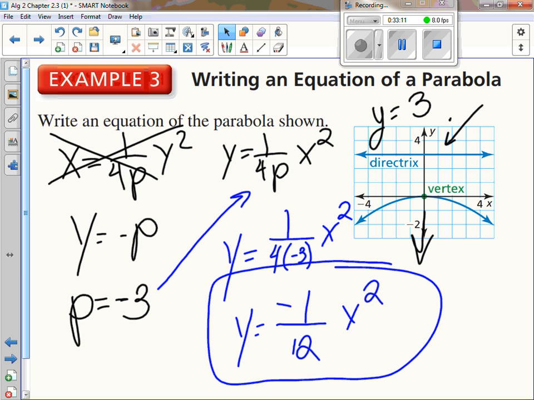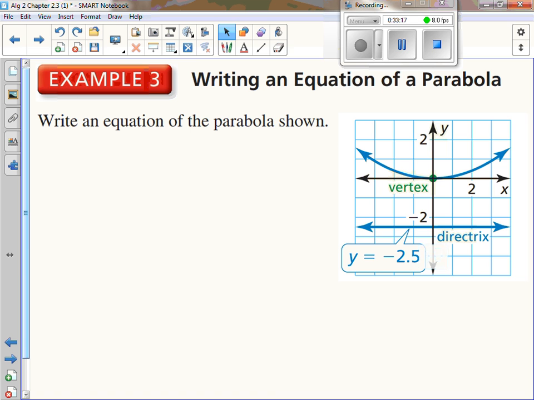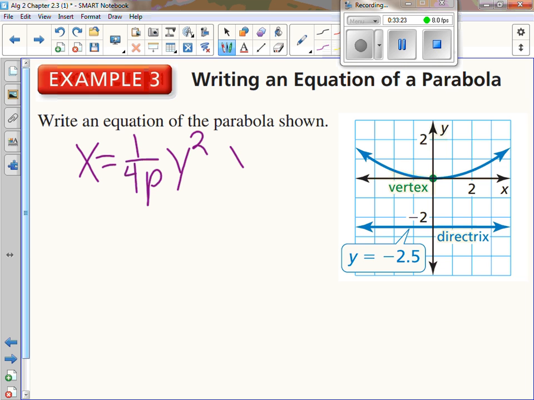Any questions on this one here? We good with this one here? Okay. Now let's look at the next one. So again, we have our two equations. Y equals 1 over 4p x squared, and x equals 1 over 4p y squared. So those are our two general equations that we have.